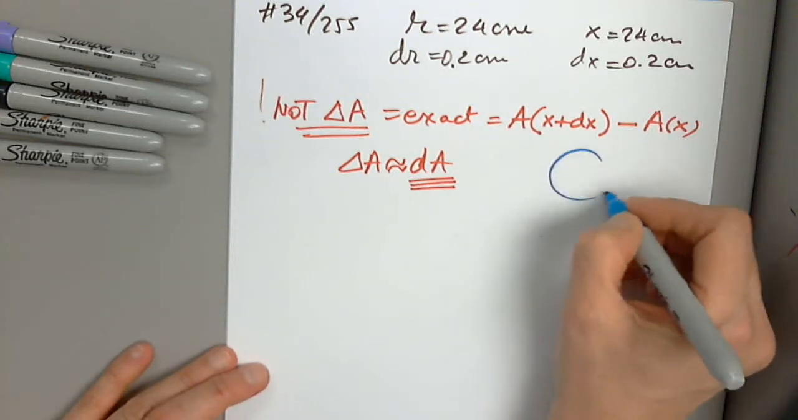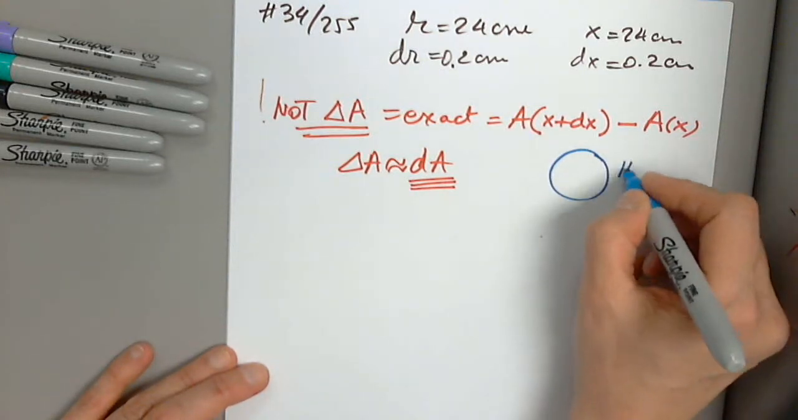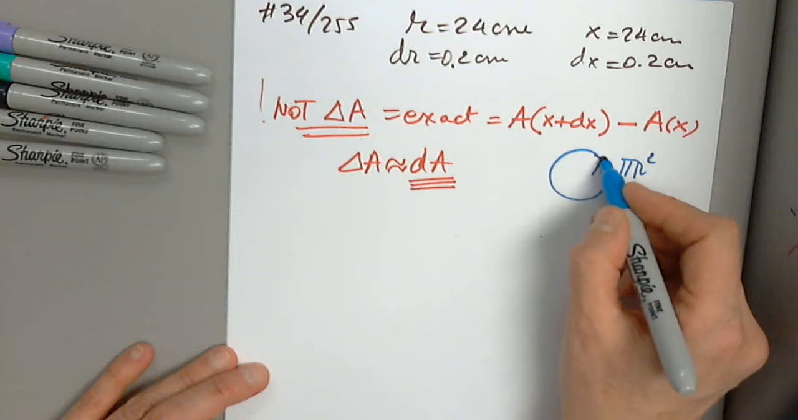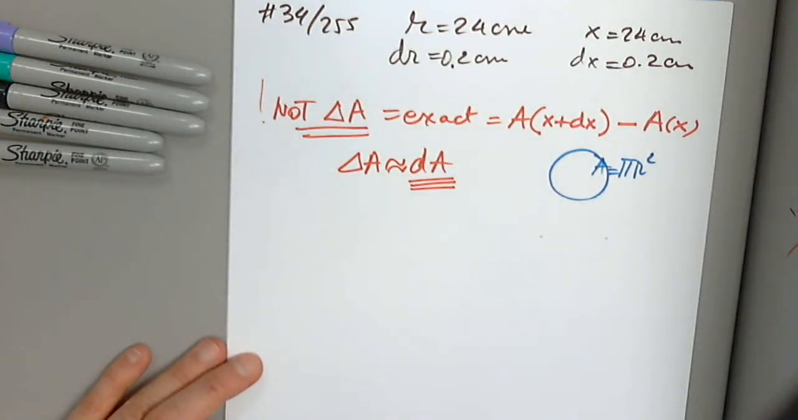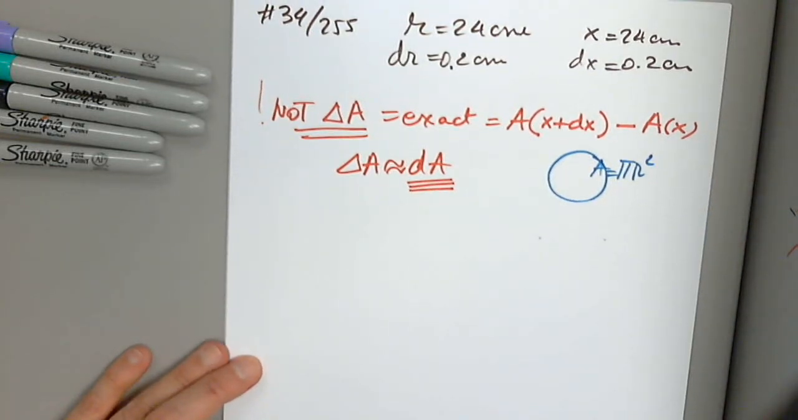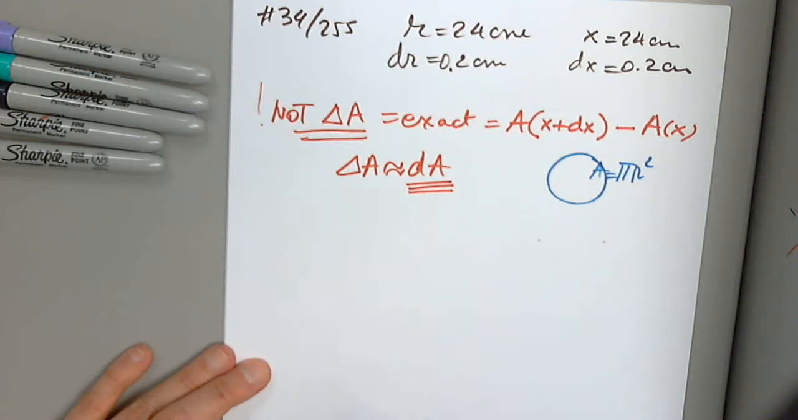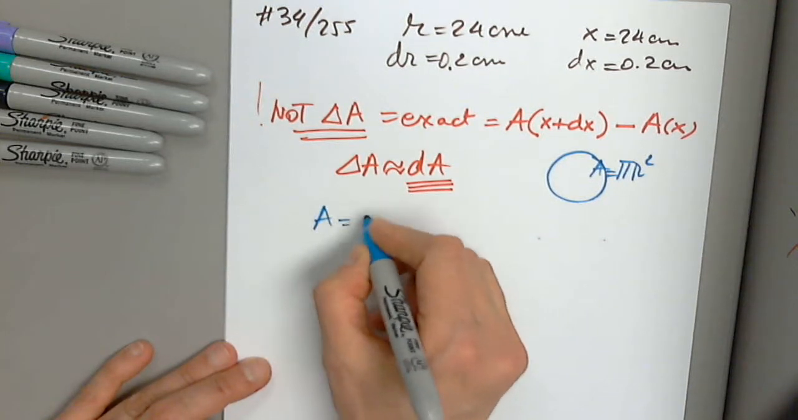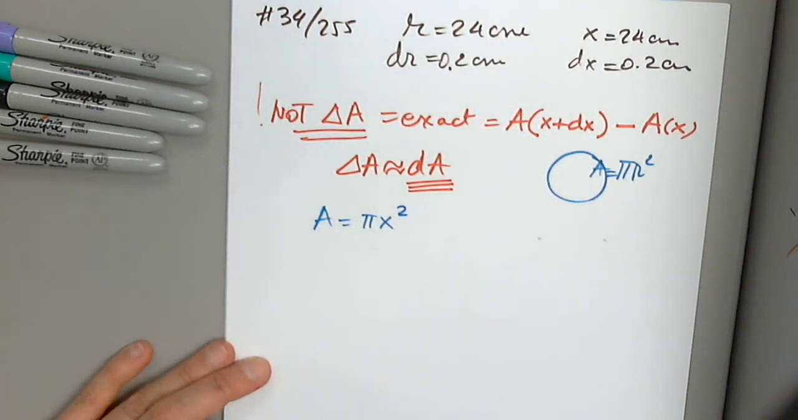We're talking about this, sir. Exactly. Pi r squared. Now we have to make a decision. Do we use x or do we use r? X, very good. So then we have A equals pi x squared. Perfect.